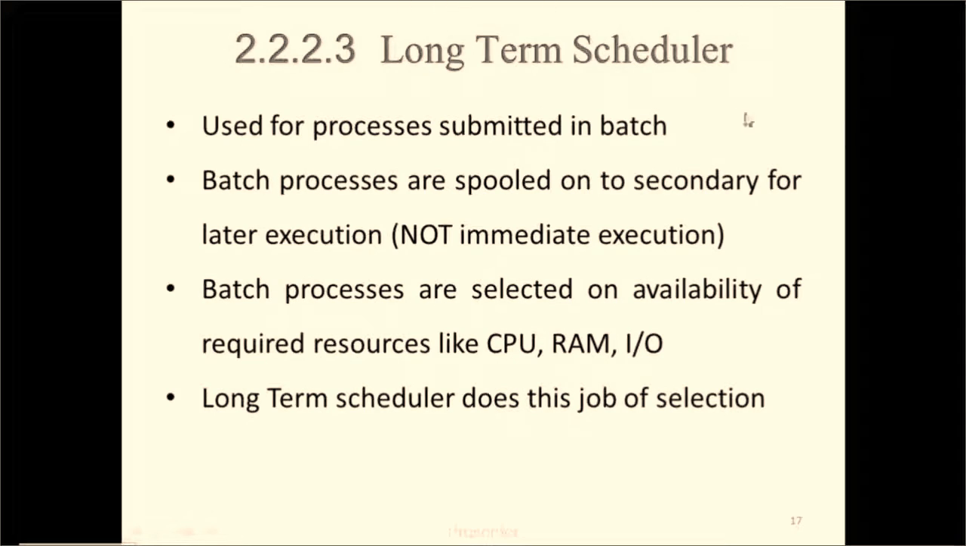Now, the scheduler for these is the long-term scheduler. These batch processes are spooled onto the secondary storage for later execution, not immediate execution. That means their priority for execution, for allocating system resources, is less. Batch processes are selected on availability of required resources like RAM, CPU, IO devices, etc. The long-term scheduler does this job of selection.